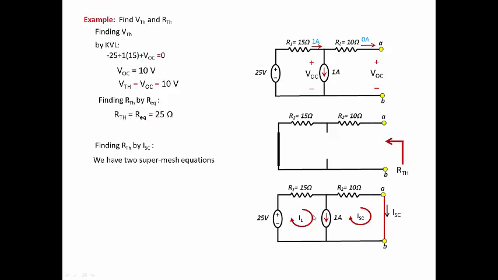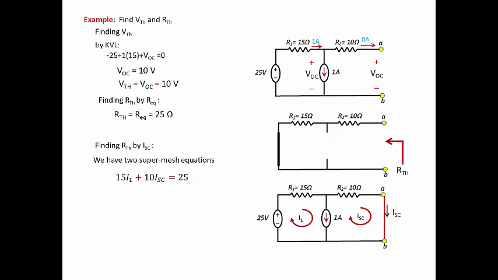The first one we will use is to sum the voltages around this supermesh, the outer mesh, basically the combination of those two meshes. We know that the current through R1 is going to be I1, and the current through R2 is going to be I short circuit. So to sum the voltages around the supermesh, we're going to have 15 times I1 plus 10 times I short circuit, and then we still have the 25 volts, so this will equal 25 volts. This is the first equation of the supermesh.